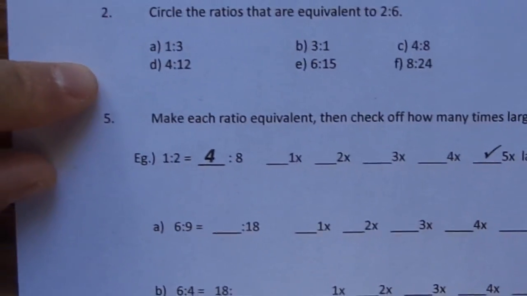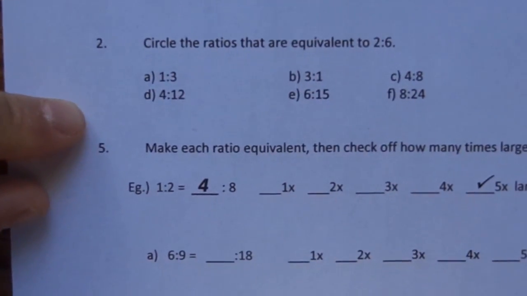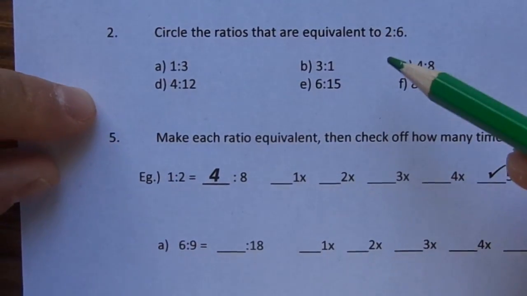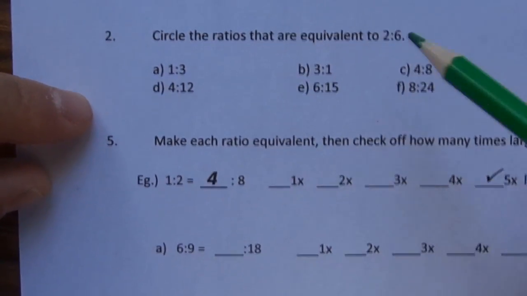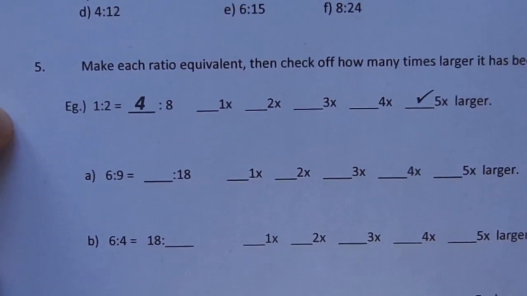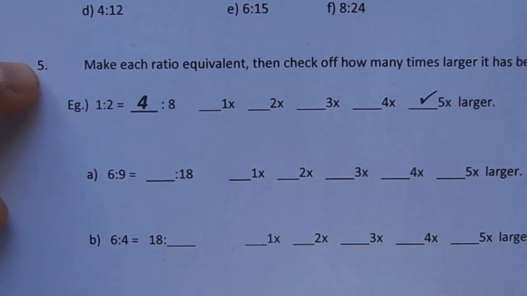And question number, I numbered it wrong. That should be question 3. Circle the ratio that's equivalent to 2 to 6. I'm not going to answer that for you, but find a ratio that's similar to that. And for the last question, I was really off with these numbers here. This should be question 4.